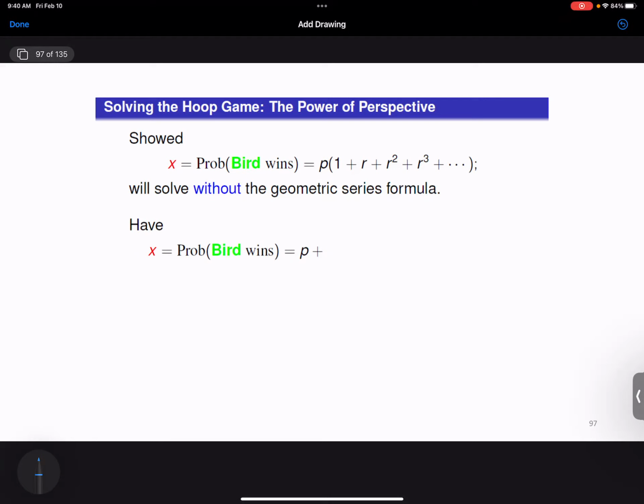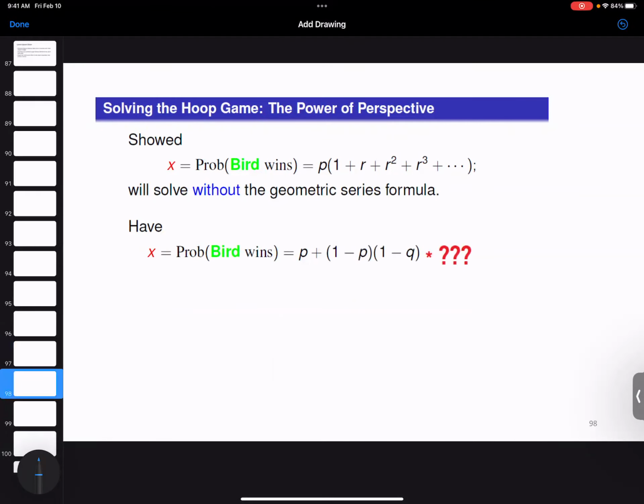So what's the probability Bird wins on his first shot, P? What must happen if Bird is not going to win on his first shot for Bird to have a chance of winning? Magic must miss. So let's assume Bird misses and Magic misses. From this point on, Bird now has the ball and is getting ready to shoot. What is the probability from this point onward that Bird wins? It's not P. P is the probability that Bird wins on this shot. What is the probability that Bird wins eventually?